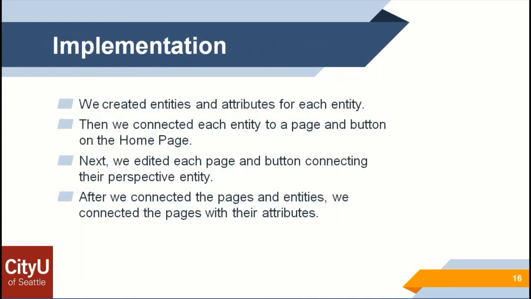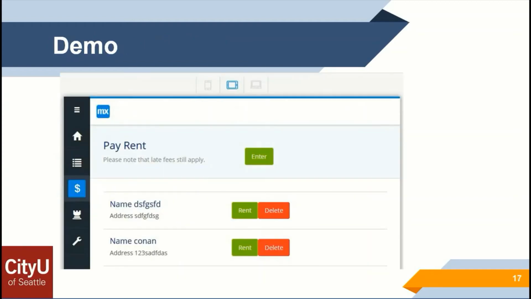Our implementations: we created entities and attributes for each entity. Then we connected each entity to a page and button on the home page. Next, we edited each page and button connecting their respective entity. After we connected the pages and the entities, we connected the pages with their attributes to those entities for each page. Just a demonstration of the pay rent page.